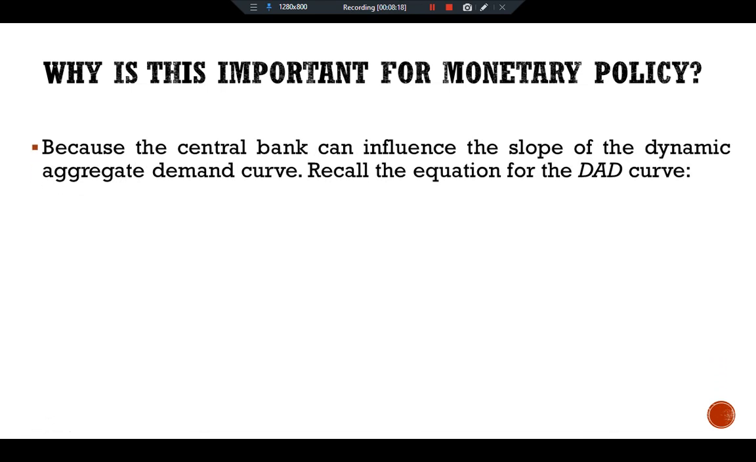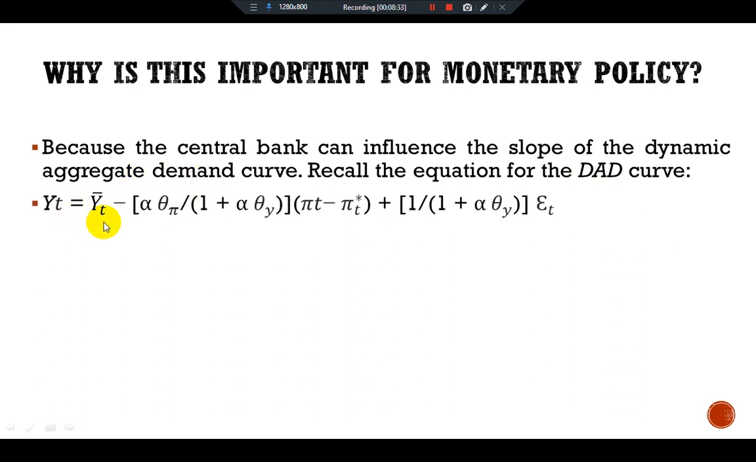Okay, because the central bank can influence the slope of the dynamic aggregate demand curve. Recall the equation for the dynamic aggregate demand curve. We have Yt is equal to Yt-bar minus alpha theta_pi over 1 plus alpha theta_y, times (pi_t minus pi_t-star), plus 1 over 1 plus alpha theta_y, and the whole of this part is divided by epsilon_t.